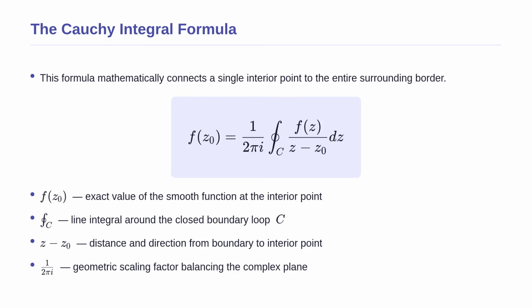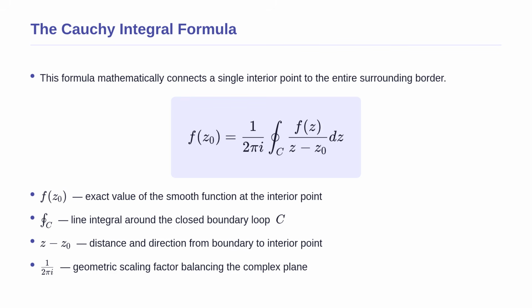This incredible concept translates into a very elegant mathematical equation. Let us look at the Cauchy integral formula. Conceptually, it connects a single interior point to a line integral taken around the entire surrounding border. On the left, f of z0 represents the exact value of our smooth function at the specific interior point. On the right, we have a line integral around the closed boundary loop C. Inside the integral, f of z represents the function values sitting on the boundary itself. The denominator, z minus z0, measures the distance and direction from the boundary to our target interior point.